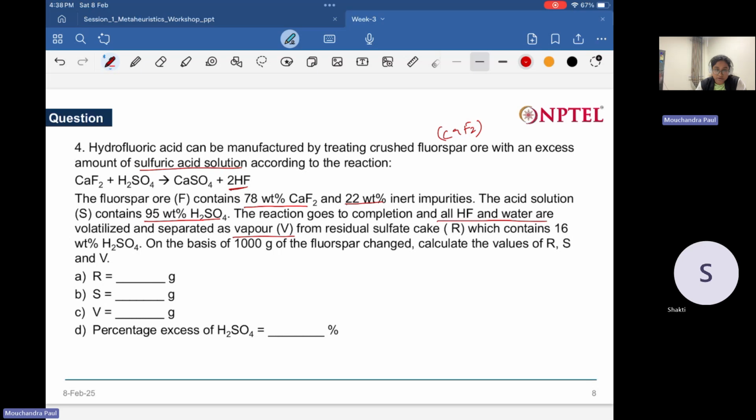And what is remaining? Remaining is a residual sulfate cake, right? This cake contains 16 weight percent of hydrofluoric acid. So we are given the basis of 1000 grams of fluorspar. We have to calculate the values of R, S, and V. R is the residual sulfate cake, S is the acid solution, V is the vapor. All right.